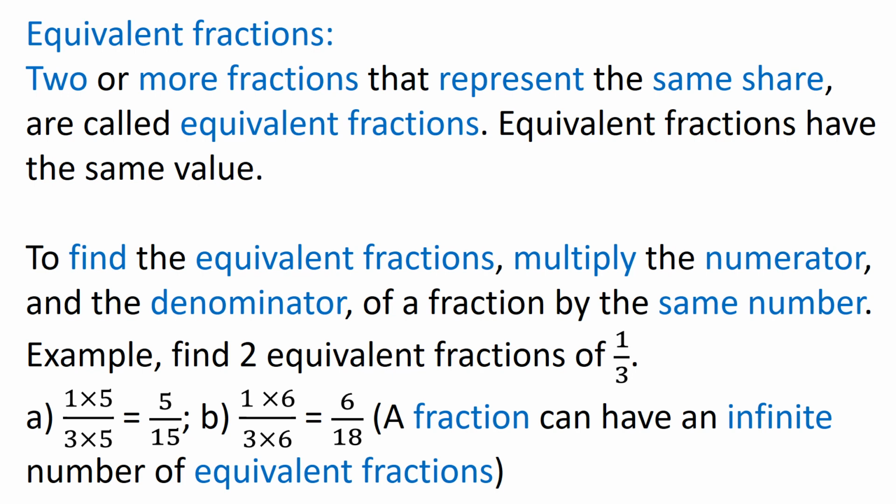Example, find two equivalent fractions of 1 upon 3. In the first, I have multiplied 1 upon 3 with 5. And in the second, I have multiplied 1 upon 3 with 6. So, the equivalent fractions of 1 upon 3 are 5 upon 15 and 6 upon 18. A fraction can have an infinite number of equivalent fractions.